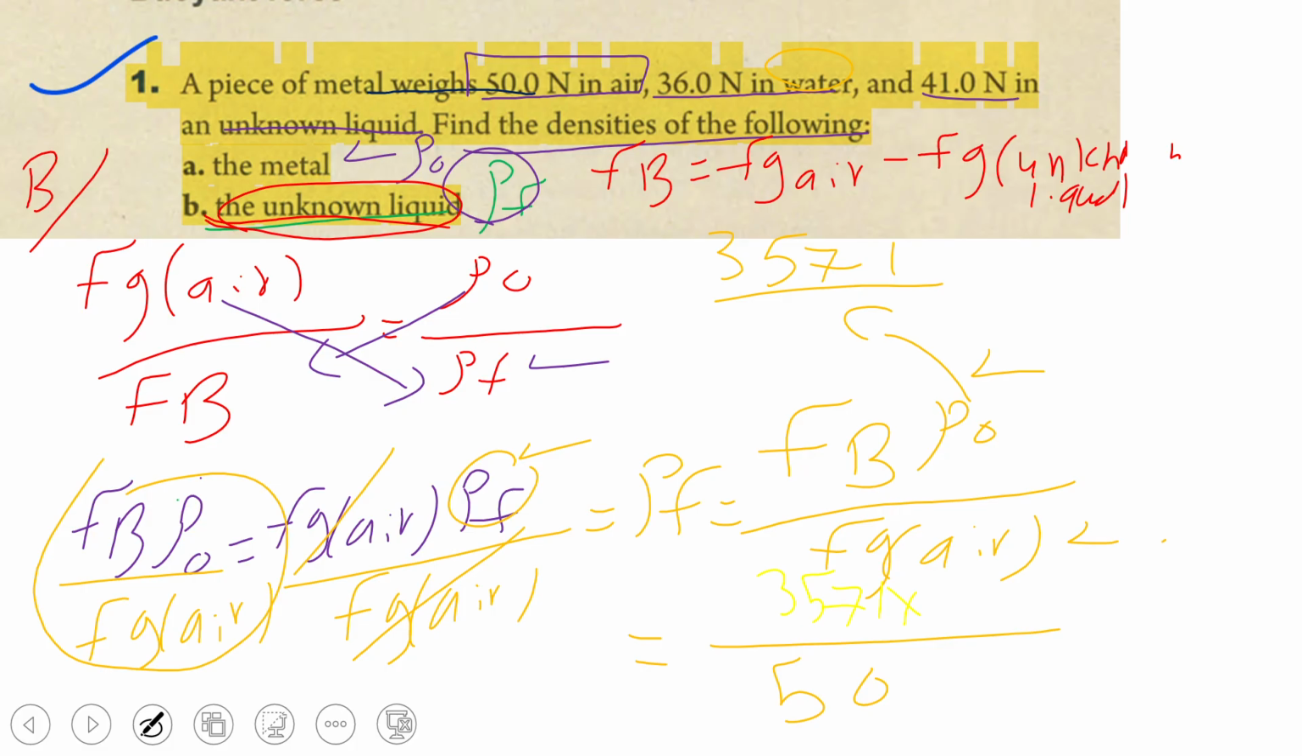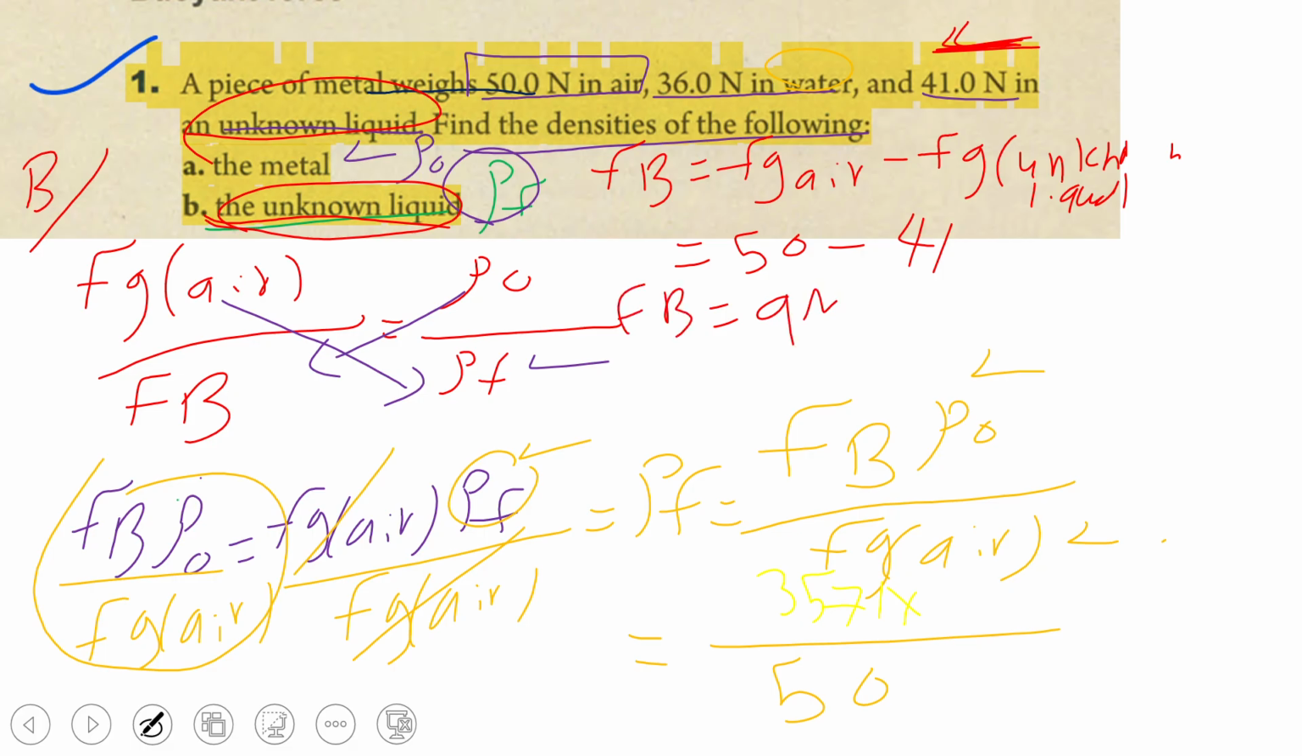Okay. So Fg object in air again 50 minus the Fg object in unknown liquid. Look, this one is 41. Fg object in unknown liquid is 41. So minus 41. So 50 minus 41, 9. So Fb, the buoyant force, is 9 Newton. So put it in here. Instead of the Fb, it's 9.